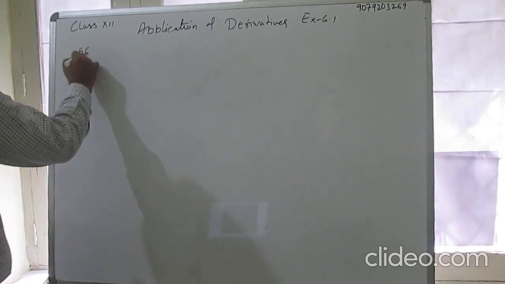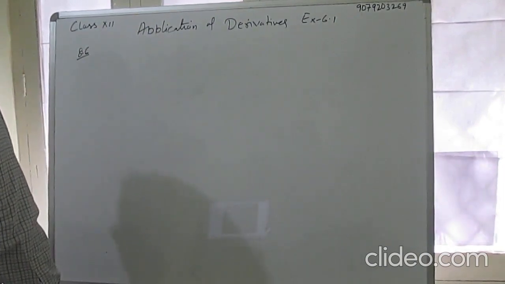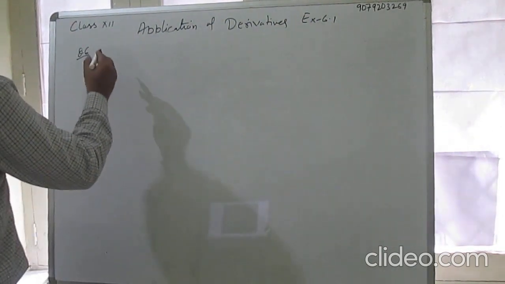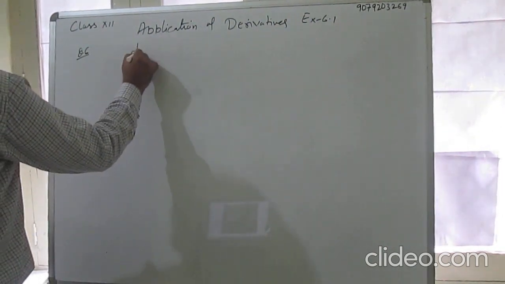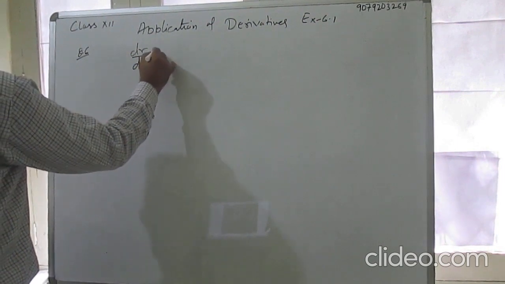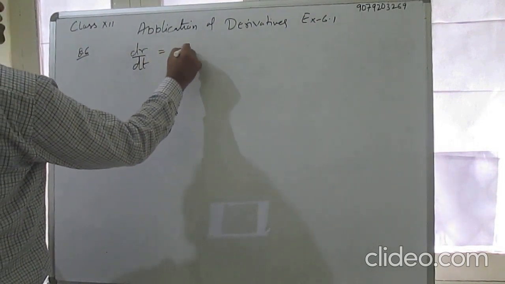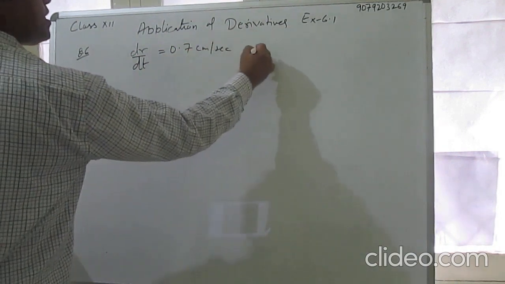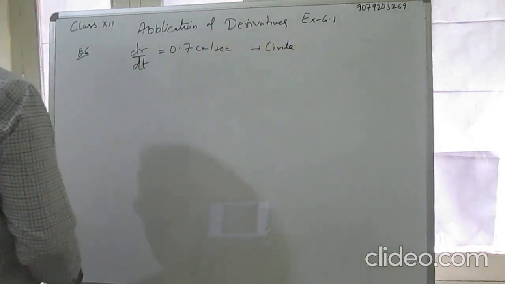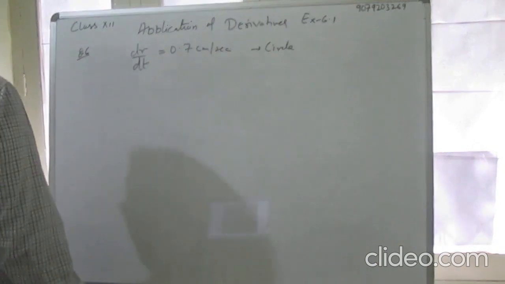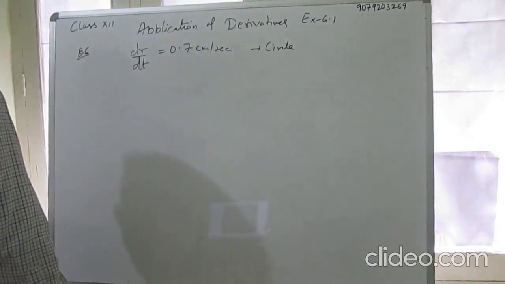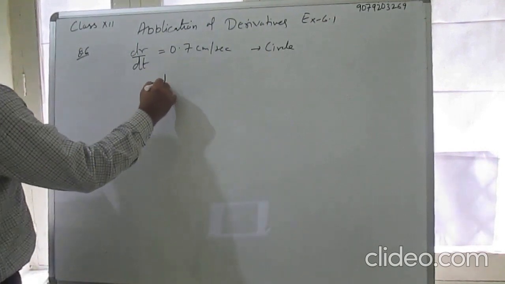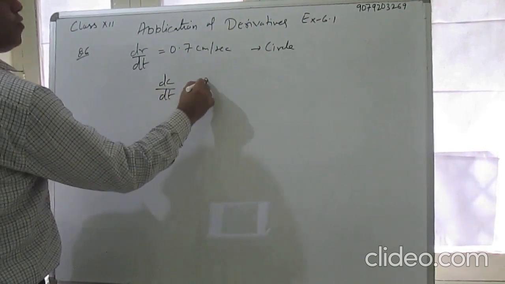Question 6. The radius of a circle is increasing at the rate of 0.7 centimeter per second. What is the rate of increase of its circumference? dc by dt you have to calculate.